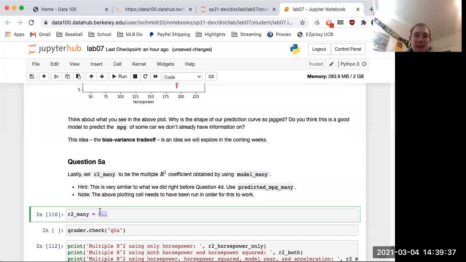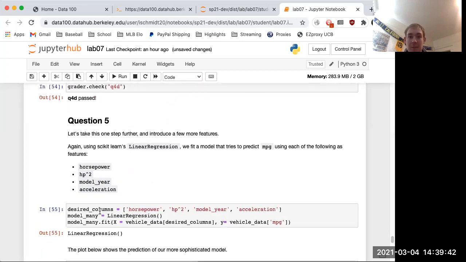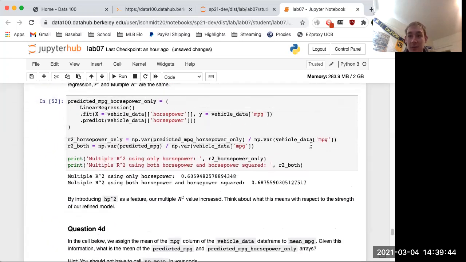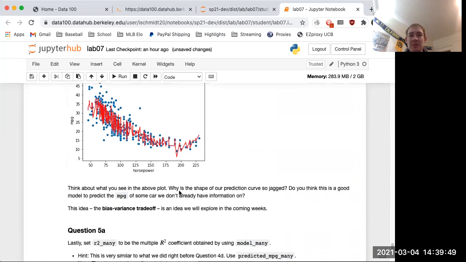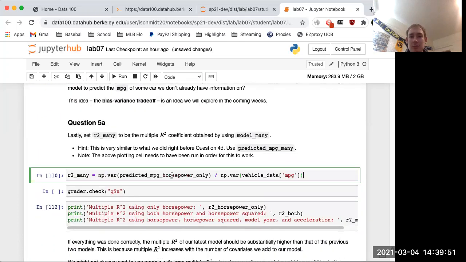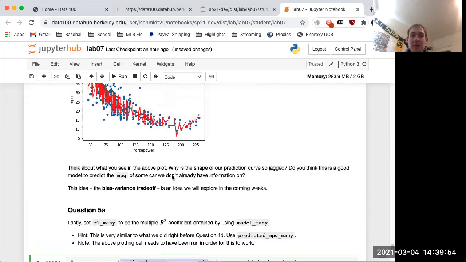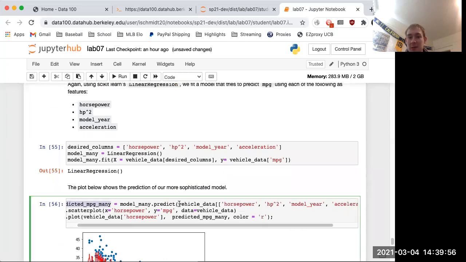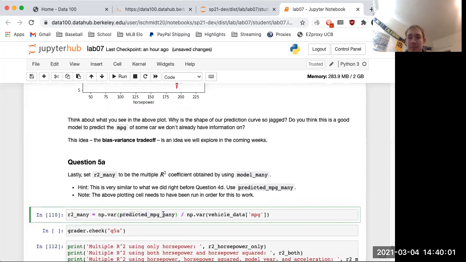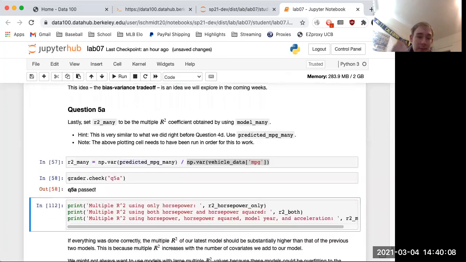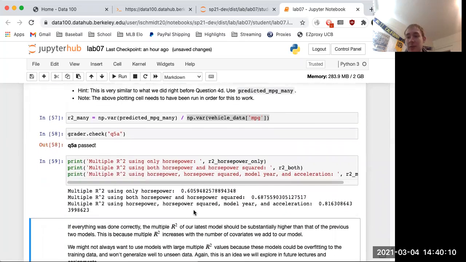So now we can figure out the r squared value of this. And what is r squared? Well, capital R squared is the variance of our predicted values divided by the variance of our actual values. So what's the variance of our predicted values? That's calculated for us here when they did model many.predict. They called it predicted MPG many. And we already know the variance of our actual y values. We can calculate it, and great, we pass the test cases, and we can actually see what they are.